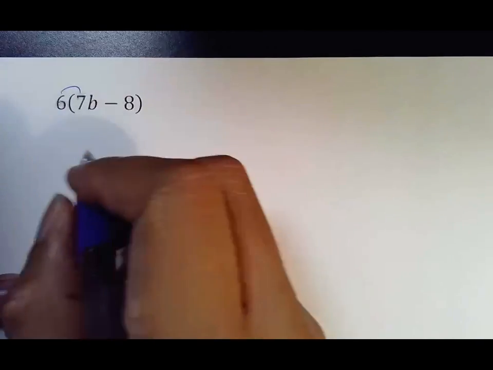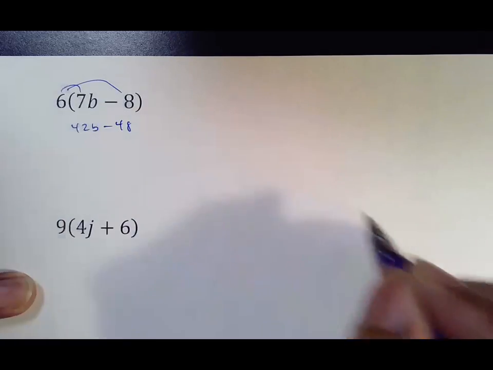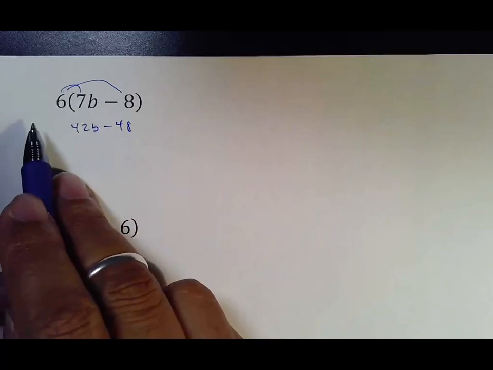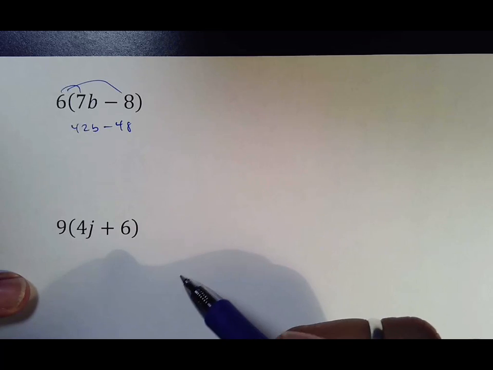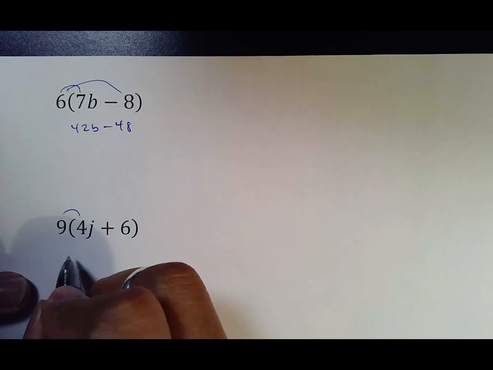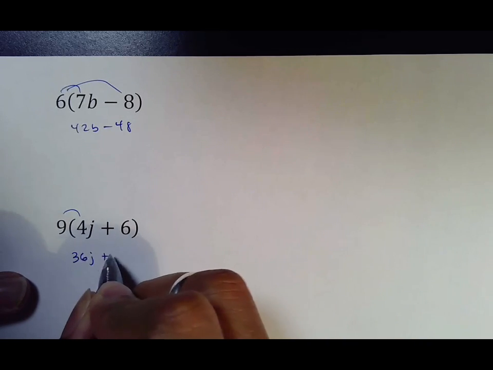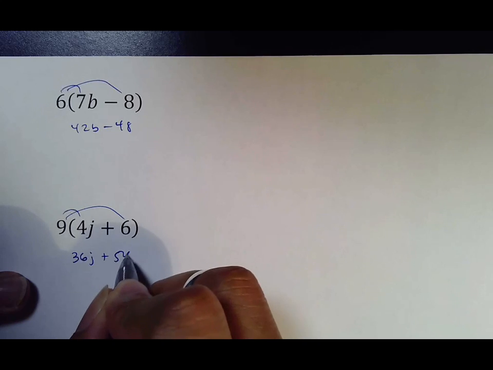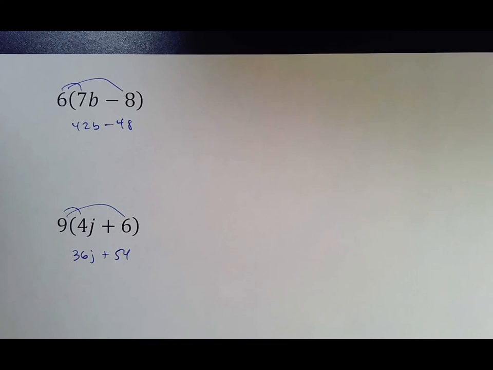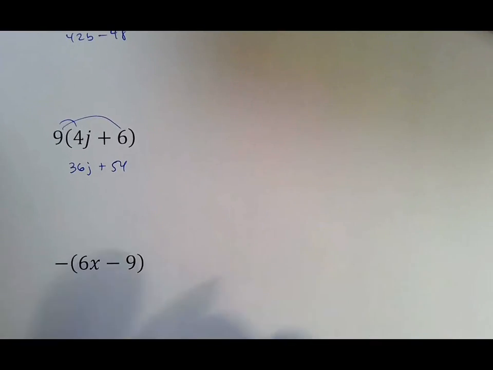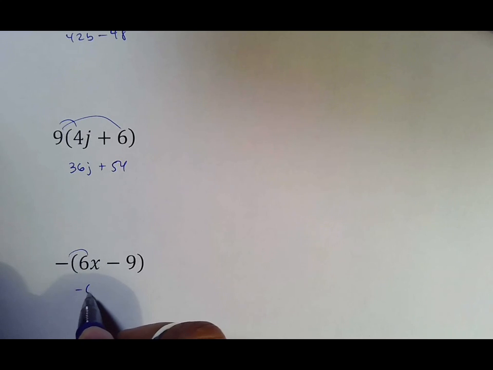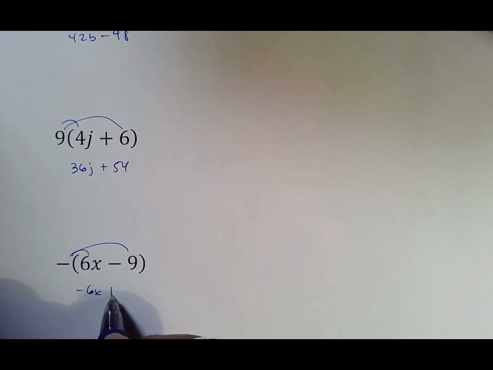This would be doing that problem to be 42b minus 48, because all you have to do is make sure you check your multiplication on that to understand what it is. This would be 9 times 4, which is 36j, plus 54. And the last type of problem is the one where this negative simply switches the signs on everything to be the opposite of what it is.